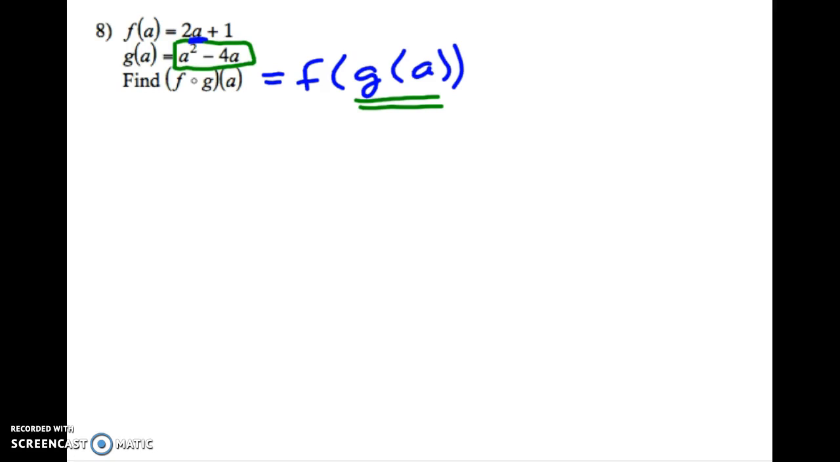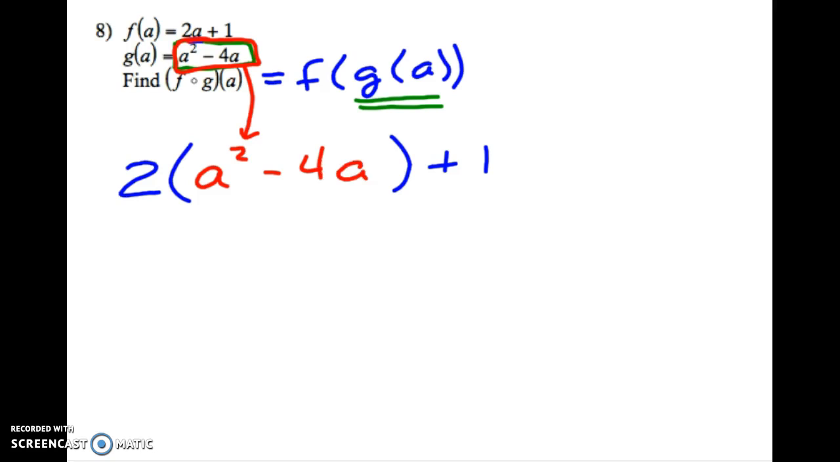So we start with the f of a equation. So we start with the 2. When we get to the a, we put the parentheses and the plus 1. Now, the g equation goes inside in place of the a. In this case, the a squared minus 4a. So that's performing the composition, putting it in.